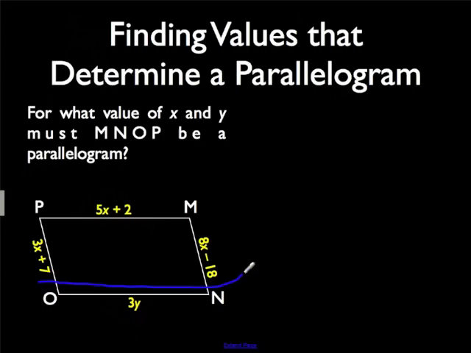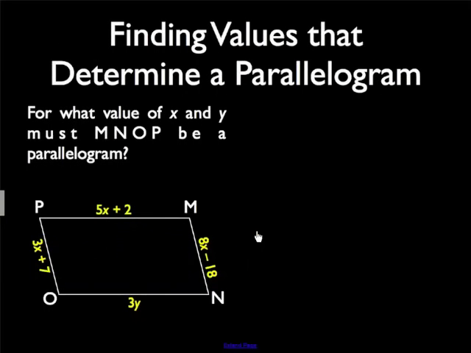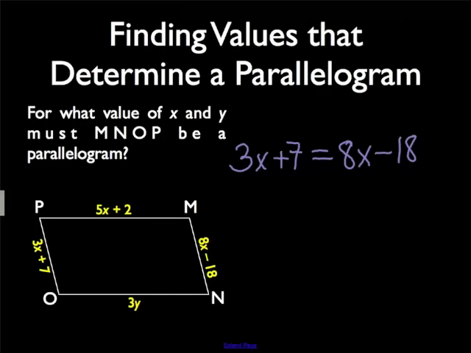However, notice the lengths of PO and MN. They both have x's in them. We can solve an equation with just x's. And because we want this to be a parallelogram, we can use the converse of the parallelogram opposite sides theorem, which says that if the opposite sides of a quadrilateral are congruent, or rather their lengths are equal, then the quadrilateral is a parallelogram. So now we can just do some simple algebra here.